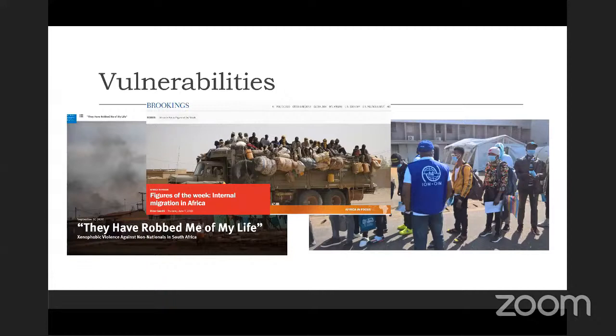And then you see IOM doing returns of migrants. They had been stranded in Niger, where that picture was taken, for six months due to COVID, and they are from Sierra Leone. They were returning from Niger, where they had been in transit, so that was not even their destination. They were on their way to try to reach the coast of Libya to cross over. So you can see what the impact has been.